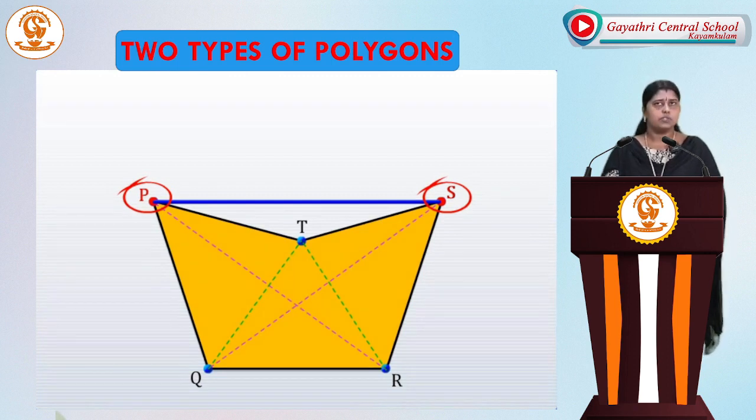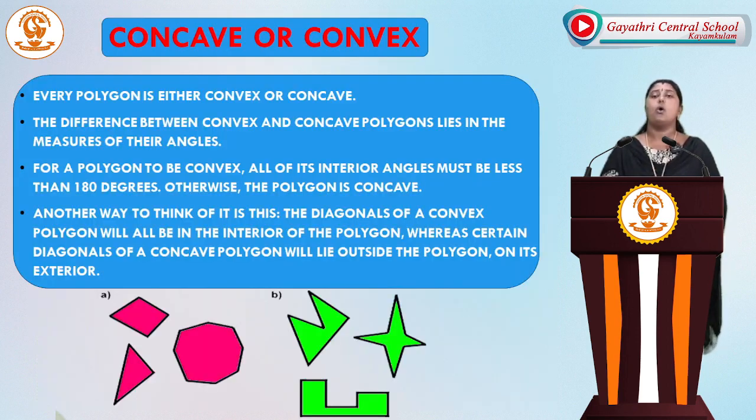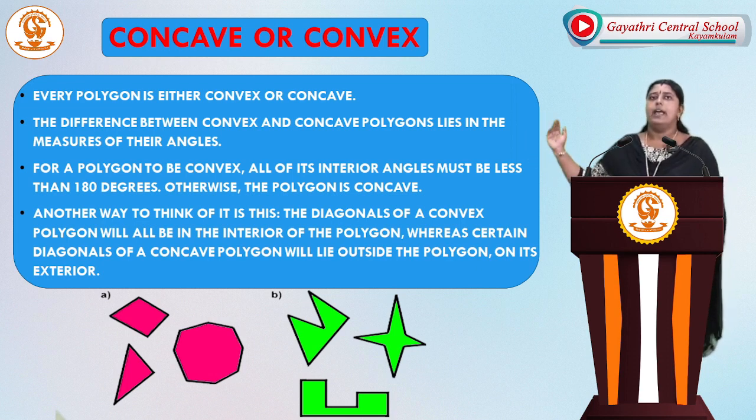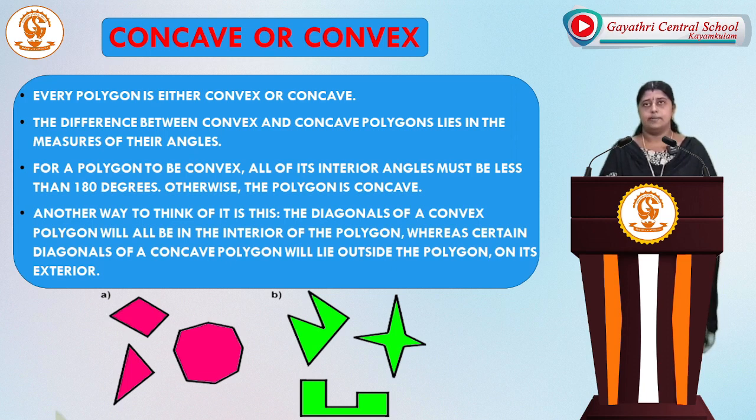So these types of polygons are known as concave polygons. Yes. So we can understand whether it is concave or convex. Every polygon is either concave or convex.